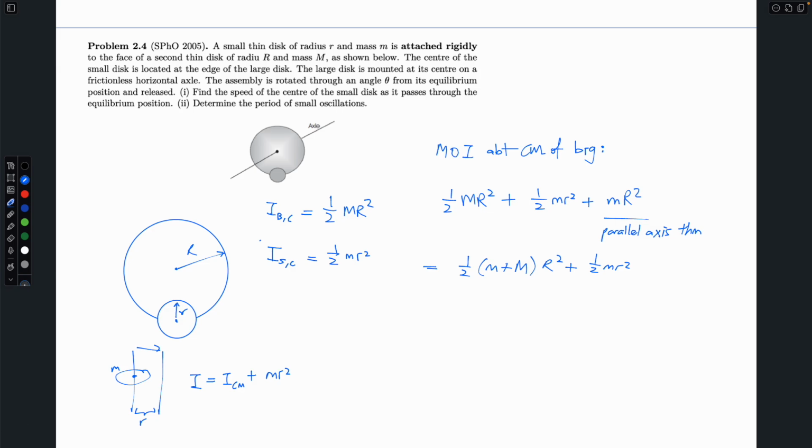Yeah, and then you can just use... Okay, there's two ways to do it. You can do forces or you can do energy. If you want to do forces, you just use the fact that when it's displaced by a bit, so I'm going to draw this as the center of mass. Okay, so this is the center of mass.